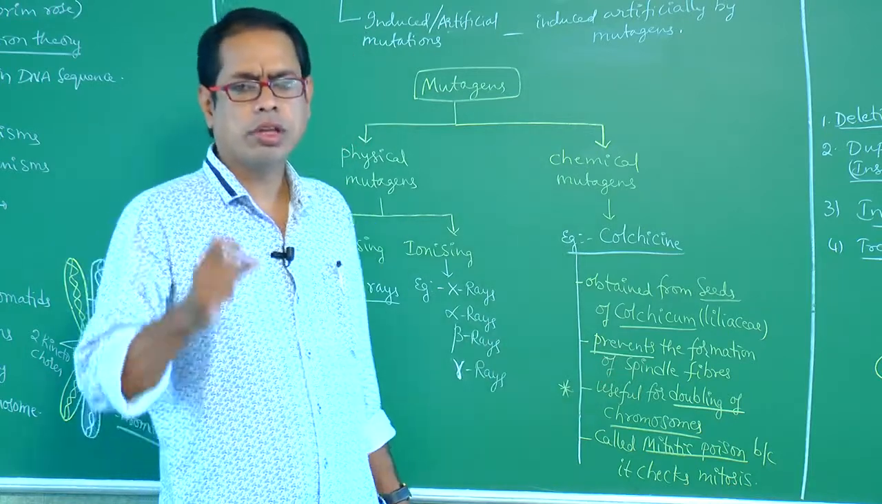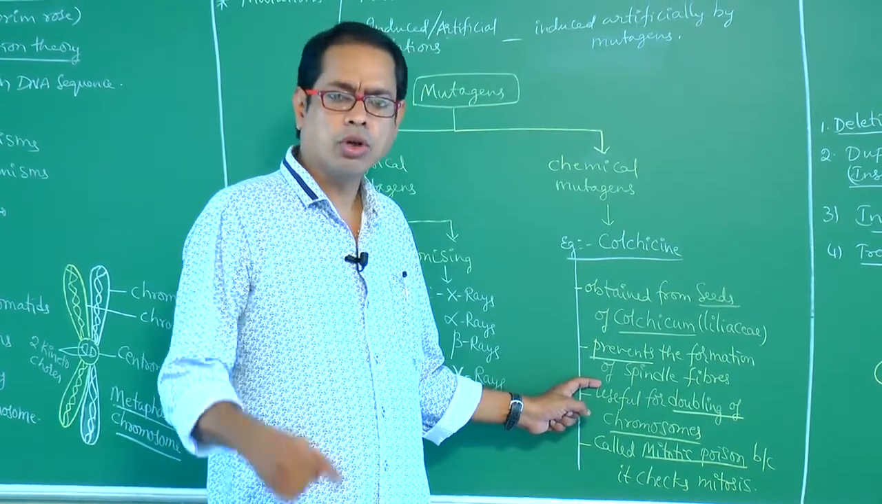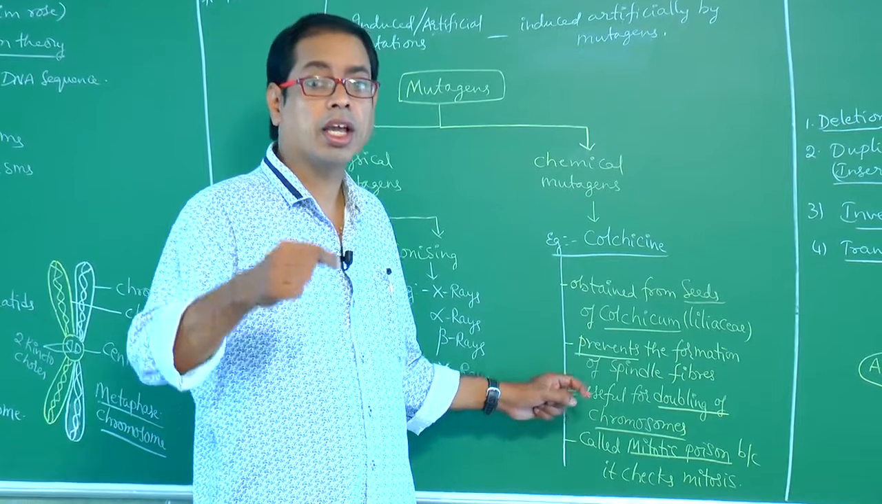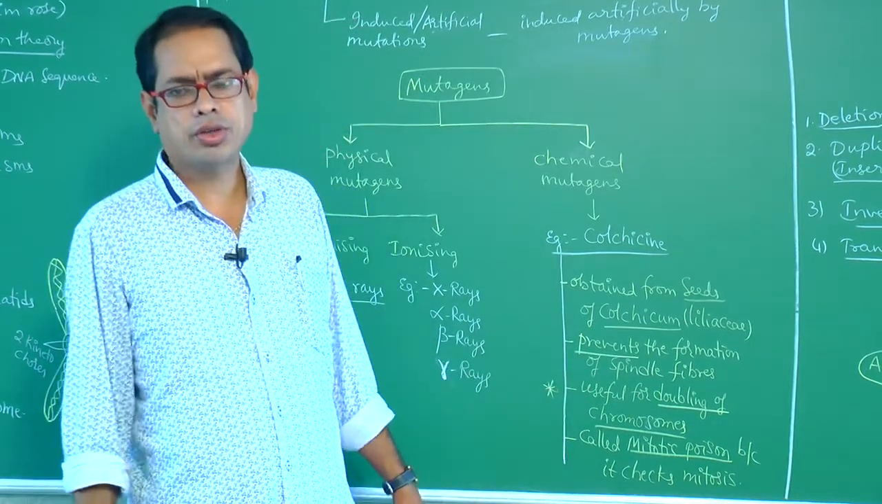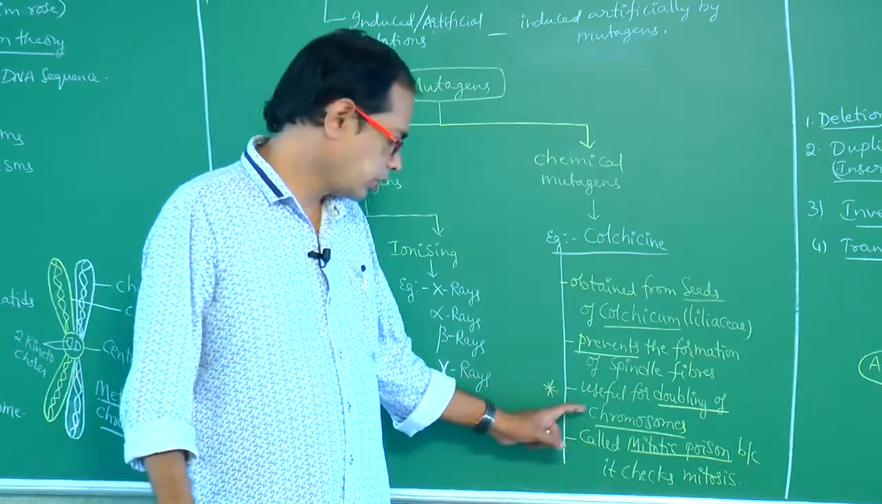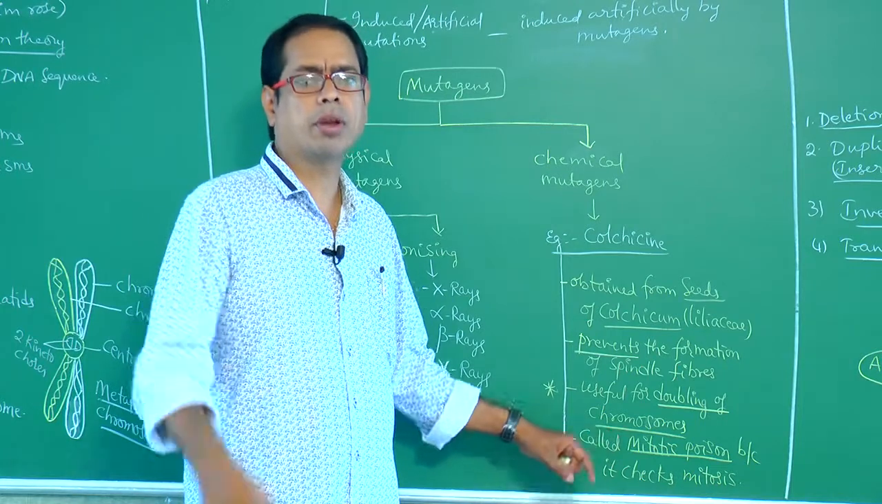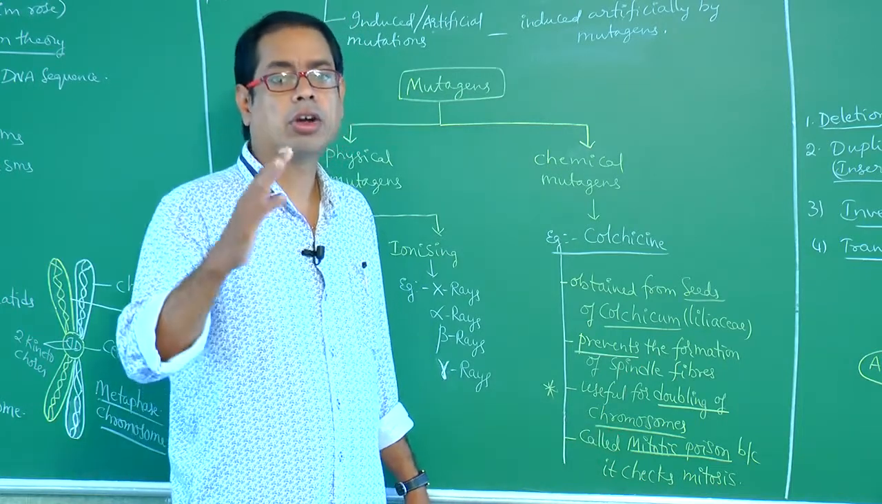And that too, when colchicine is applied, the chromosomal number will be doubled. So it is useful for doubling of chromosomal number. The chromosomal number will be doubled by applying colchicine.